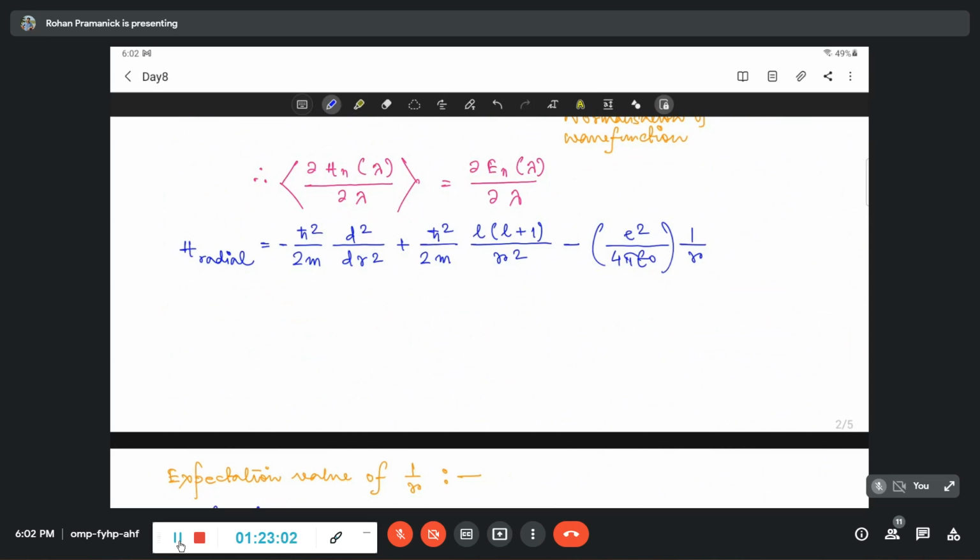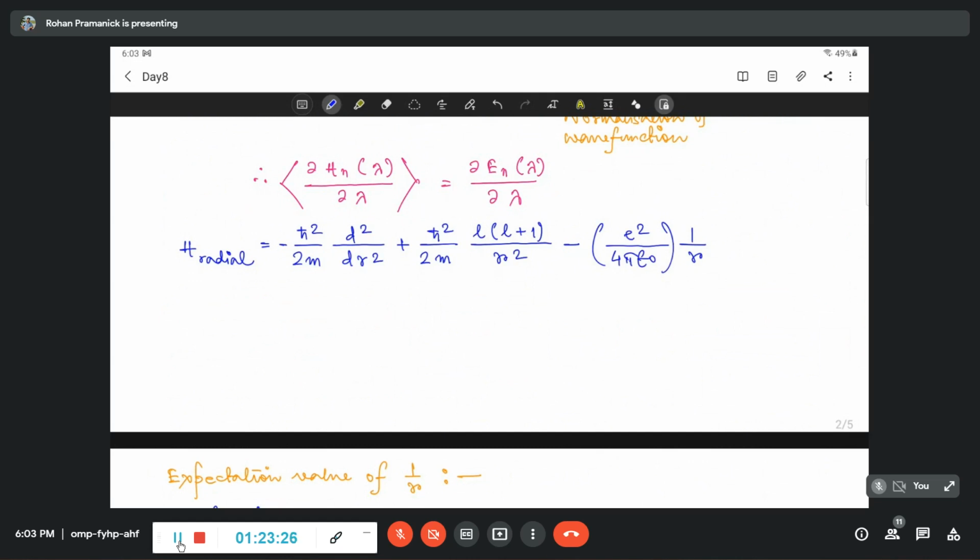So should I do it, or we can just write it down, the 1 by R square expectation value, using the same trick, but you have to do something more. You have to use the full radial Hamiltonian. Here I have used the differential equation for u. While finding this 1 by R cube expectation value, you have to use the full Hamiltonian, the radial part.